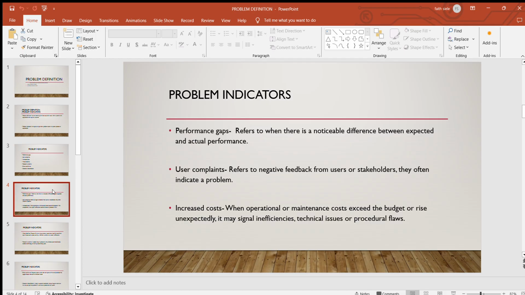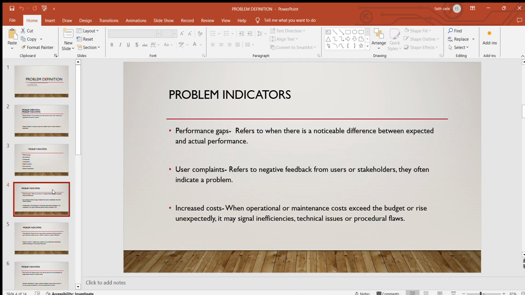Then number two, we have user complaints. This refers to negative feedback from users or stakeholders, and they often indicate that there is a problem. These problems could be about system errors, inefficient processes, or even unclear instructions.